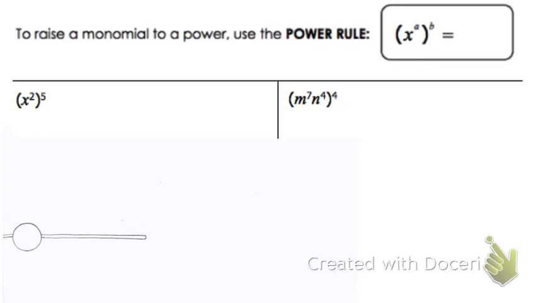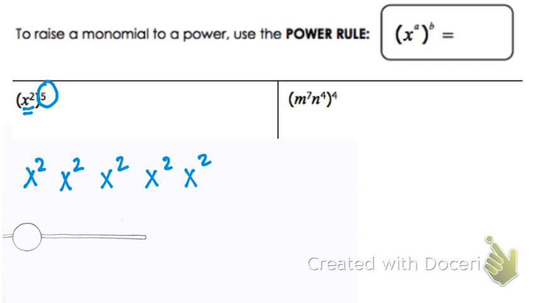Here we're going to talk about the power rule. What the power rule does is it takes something that has an exponent, like x squared, and raises it to a power. So what x squared to the fifth power means is that you're multiplying x squared by itself 5 times.